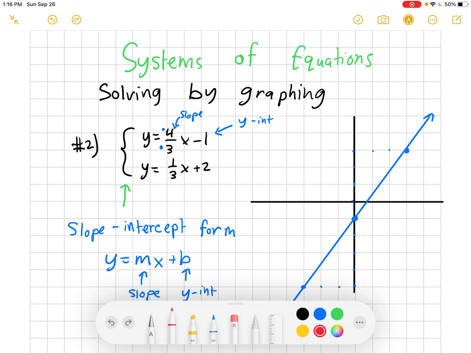Now let's look at our next equation. Y is equal to 1/3 x plus 2, where 1/3 is our slope and 2 is our y-intercept. So let's start at 2. Same idea, our rise in this case is 1, and our run is 3. So we're going to go up 1, over 3. I'm going to do the same thing the other direction as well. From here, we can connect our dots to make a line.